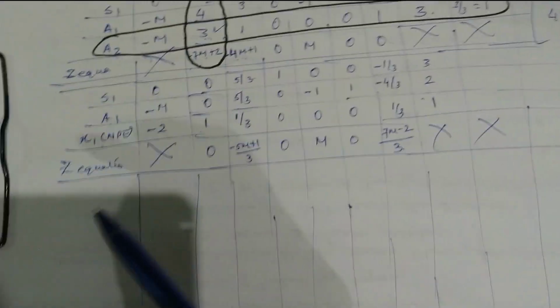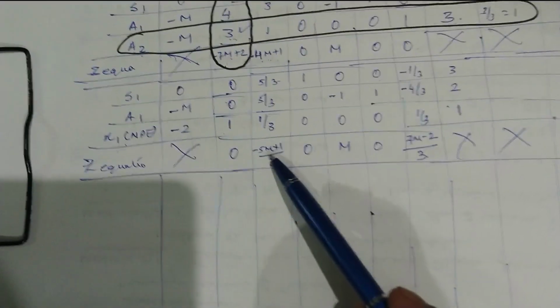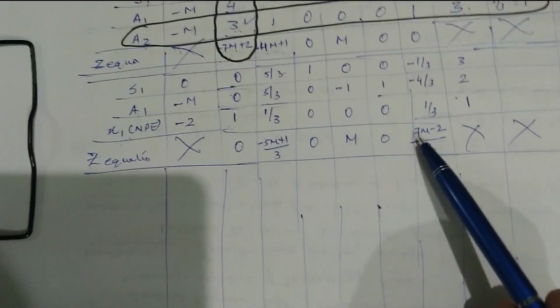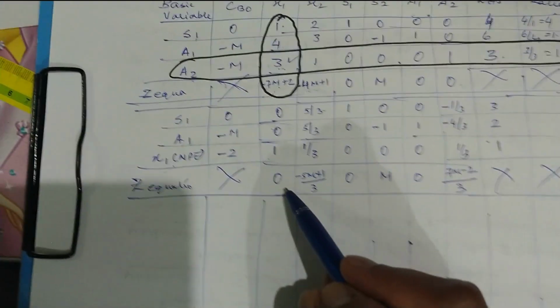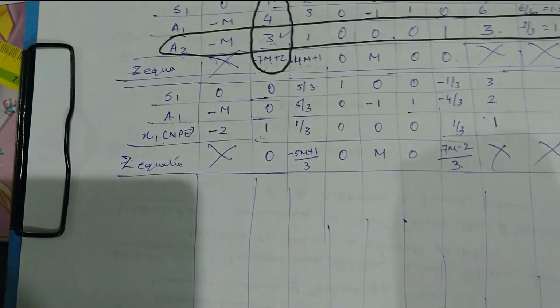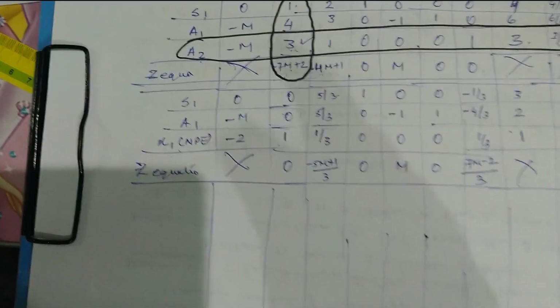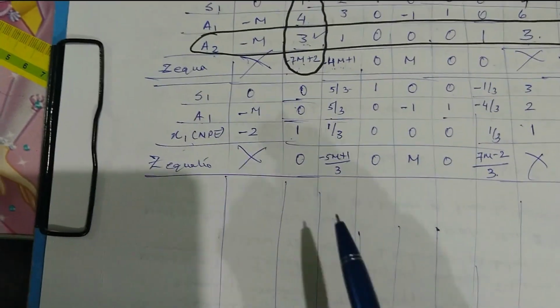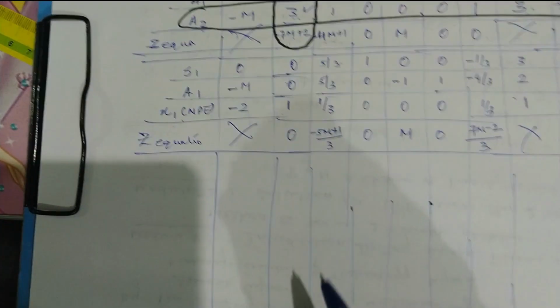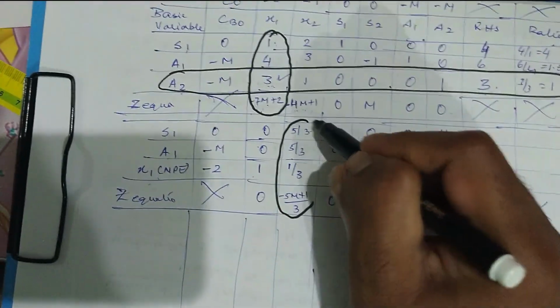Okay, so we have written the z equation values for the second table now, and here we have 0, minus 5M plus 1 divided by 3, 0, M, 0, 7M minus 2 divided by 3 are the values of the z equation elements. Now among these values we are supposed to consider only those cells which consist of a negative sign, and select that particular column as the entering column which consists of the largest possible value with a negative sign. So here we have only one such case, so therefore x2 will become the entering column.